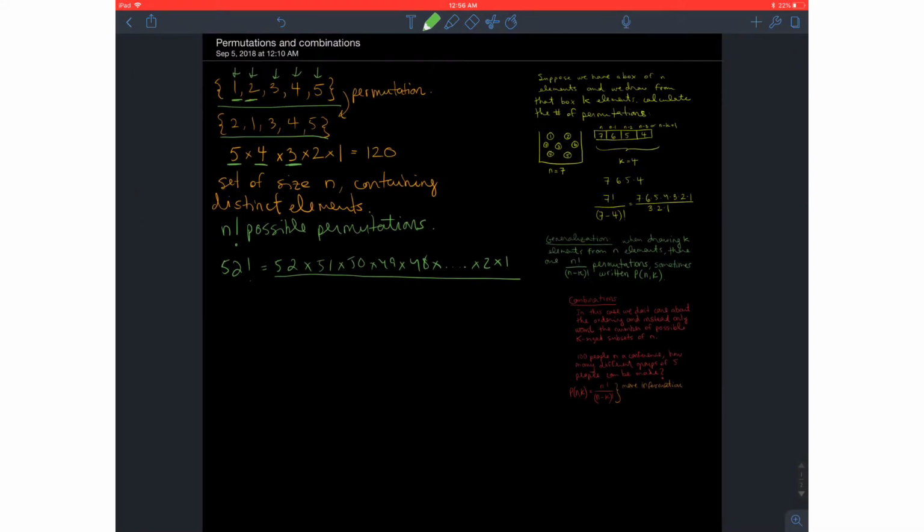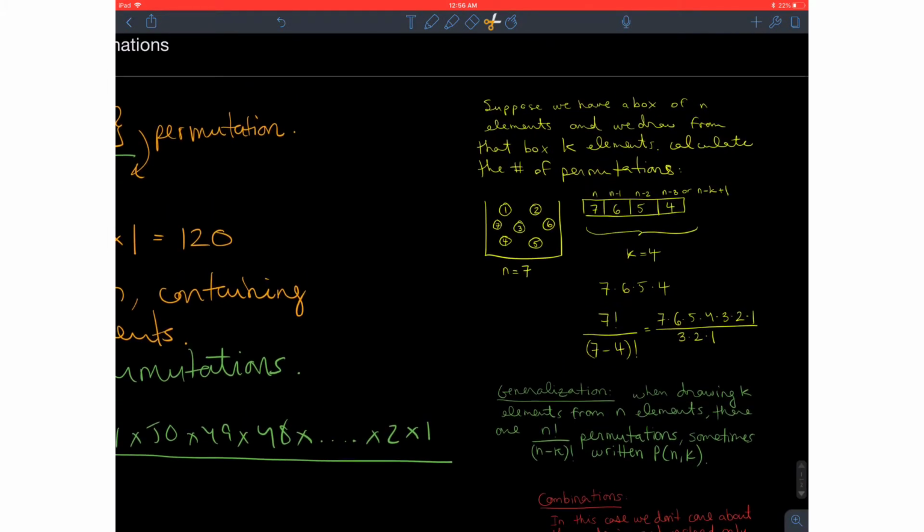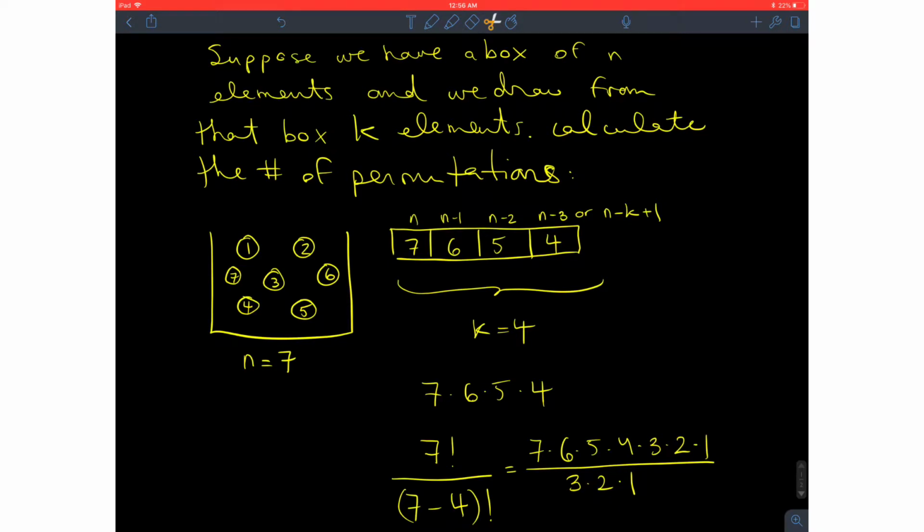Okay, so now we're going to go to something that's related, but also somewhat important. So in this case, suppose we had a box of n elements. In this case, you could think of it as people attending a party. So there are 7 people in this party. And suppose we draw from that box k elements, so k people, and we want to calculate the number of permutations. Now, in this case, order matters, because we're going to be calculating the number of permutations.